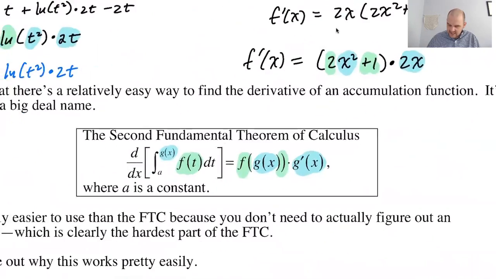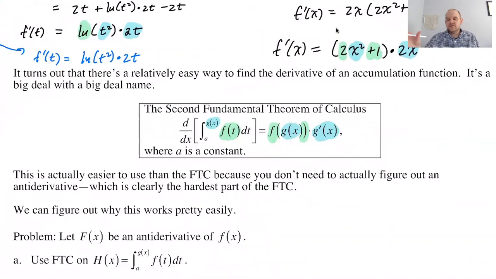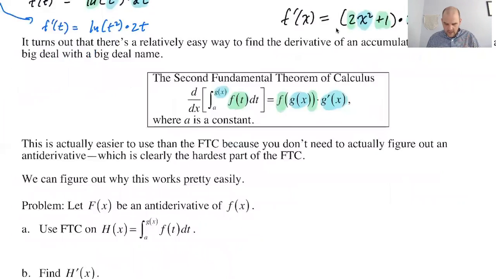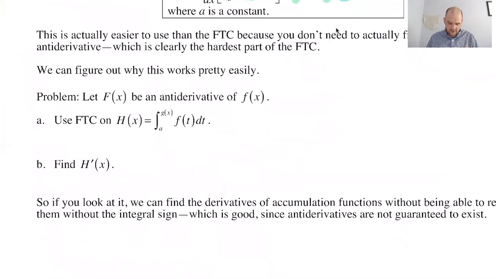So that's the second fundamental theorem. So much easier to use. The weird thing is the value of a, that lower bound that's a constant, it doesn't matter what that value is. It could literally be anything in the domain. And this is going to work. And you'll see now why. So let's see if we can figure out how it works.